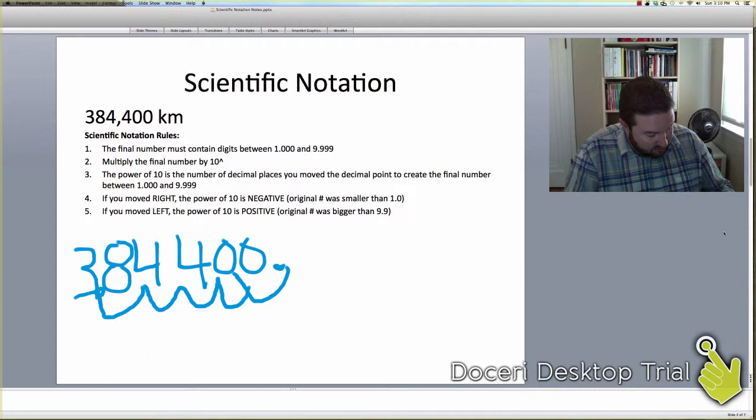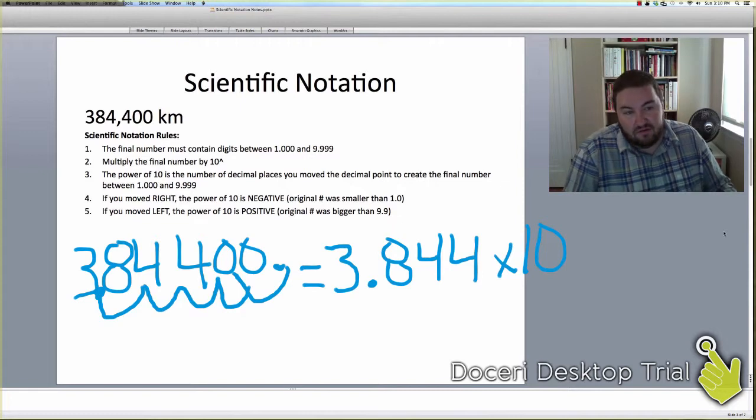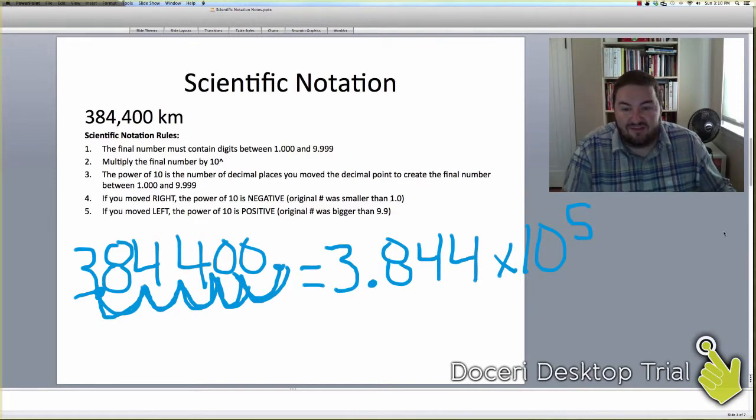So I can go ahead and draw my decimal point if I want, and then rewrite this in scientific notation. So here we would have 3.844. We'll leave the zeros off for now. So then we go times 10 to the, and again the power will be positive, because we moved the decimal to the left, and we'll count how many places we went. So we went 1, 2, 3, 4, 5 places. So that becomes my power of 10. And now in scientific notation, the distance from the Earth to the Moon on average is 3.844 times 10 to the 5th kilometers.